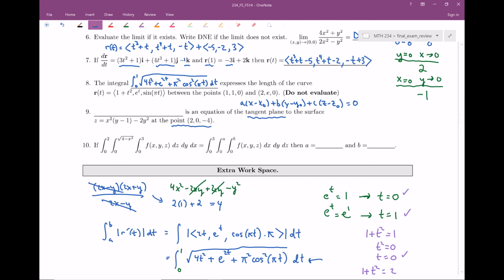And we have a, b, and c. That would be the normal vector. So I have a surface here, and I'm wondering, how do I get the normal vector? And there are indeed multiple ways to get the normal vector.